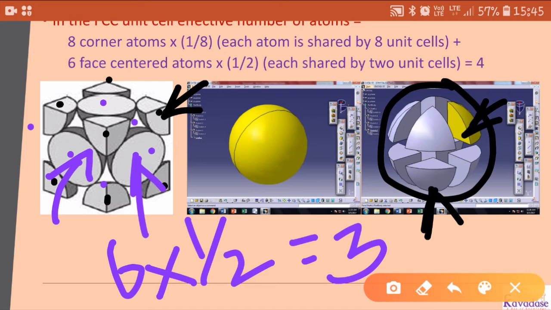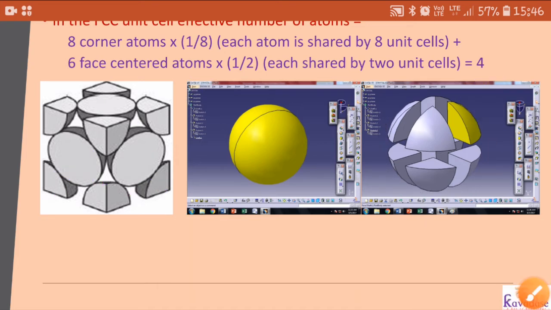To calculate total effective atoms, 8 times 1 by 8 is 1, plus 6 times 1 by 2 is 3, which means total effective atoms are 4. By this way you can calculate the total number of effective atoms in a unit cell.